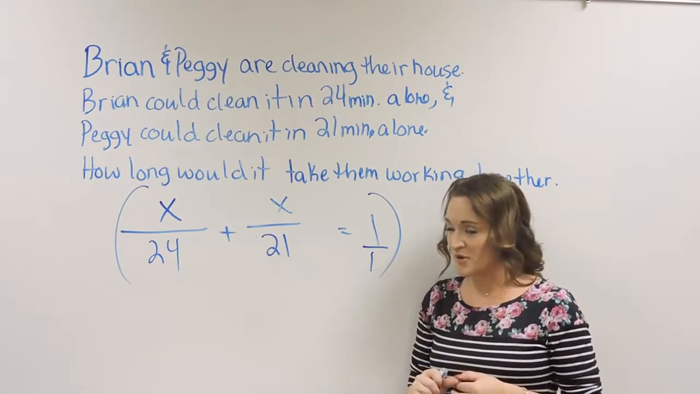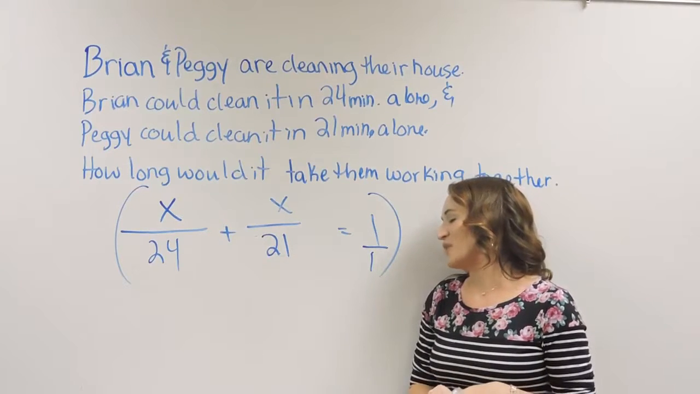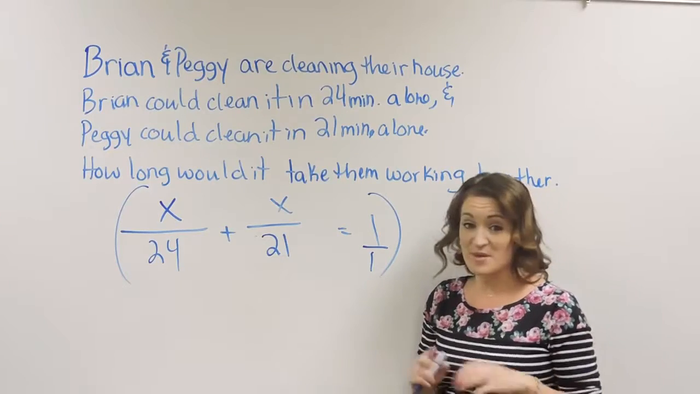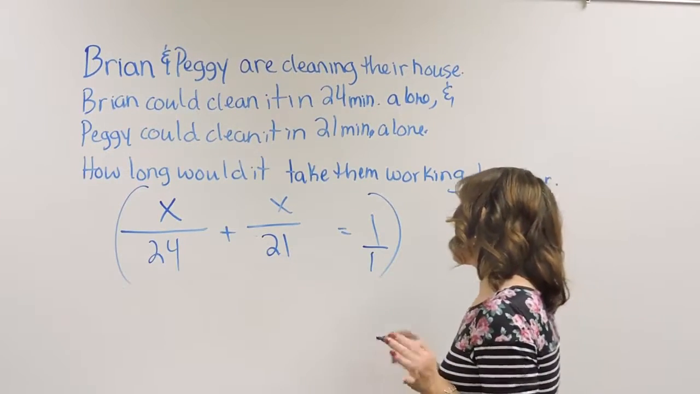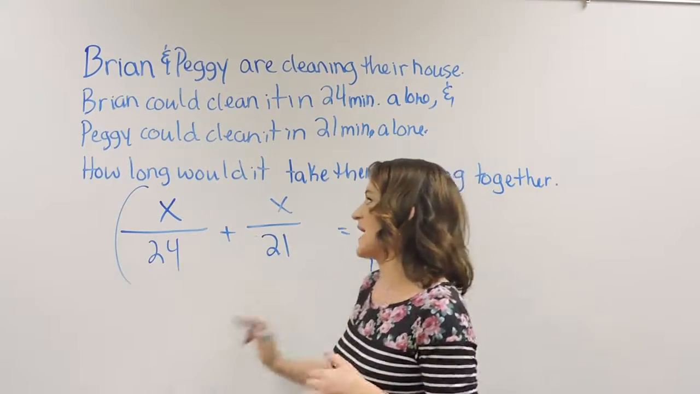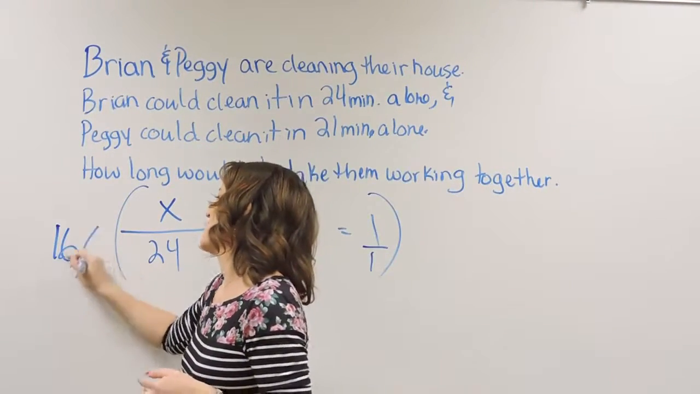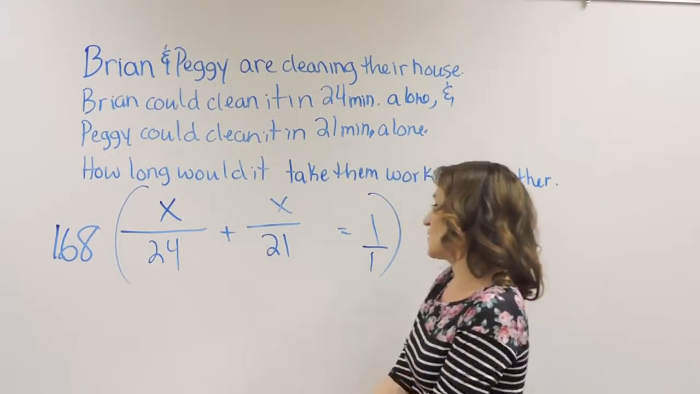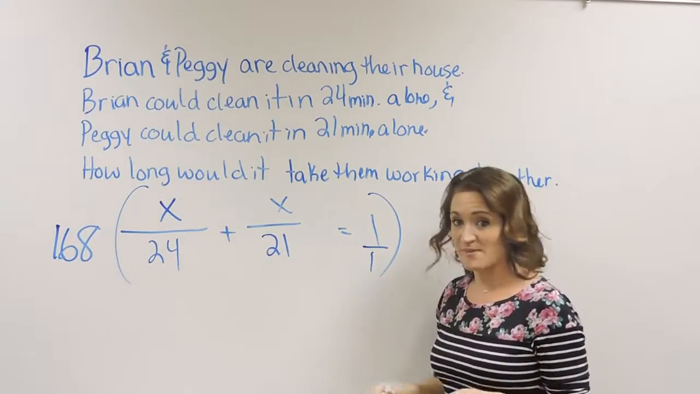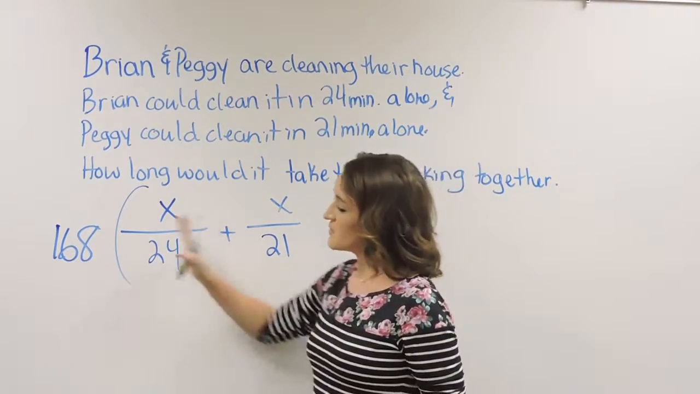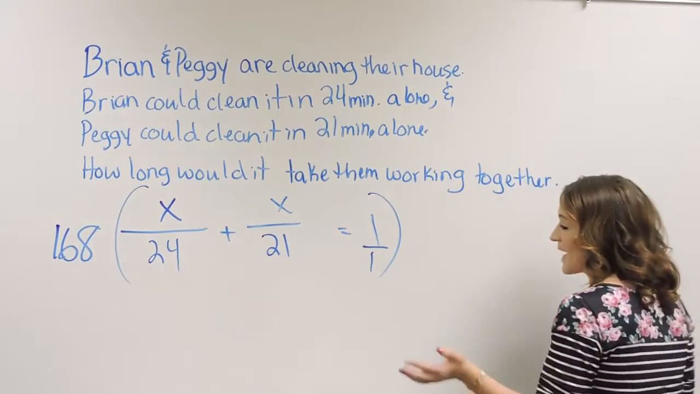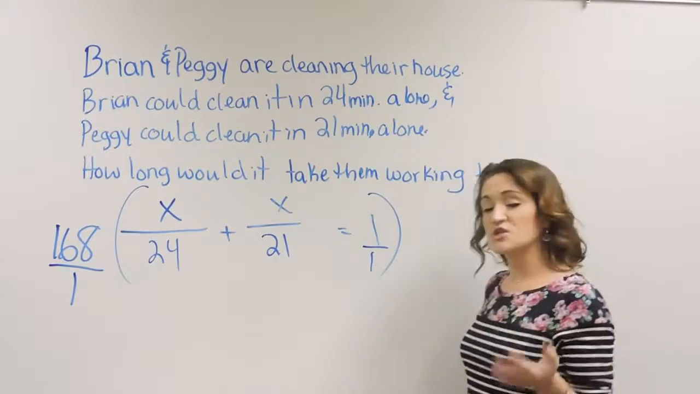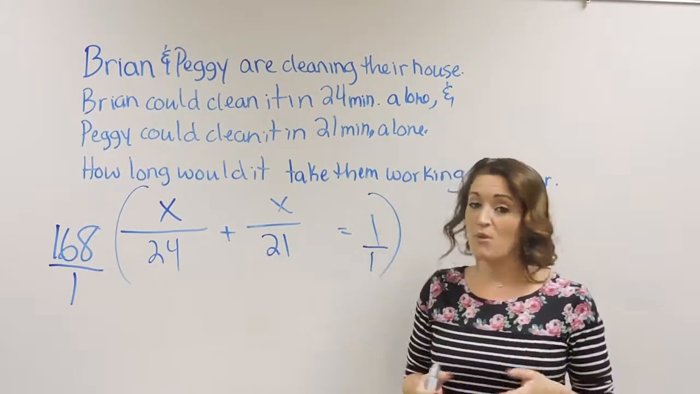I'm trying to rack my brain here to come up with this number, but I believe the first number that 24 and 21 have in common, and please correct me if I'm wrong, is 168. Okay, a little bit of a big one, but that's okay. So if 168 is our common denominator here, we're going to have to take 168 and multiply it to everything in this equation. Now, I always like to put my number over a 1 just so I can keep my fractions straight and I know what I'm multiplying.